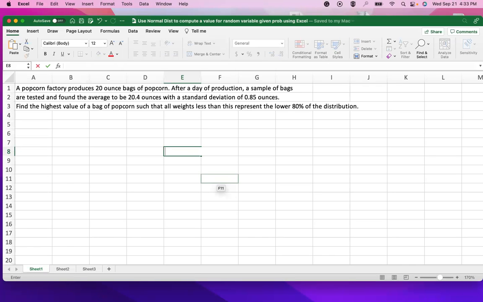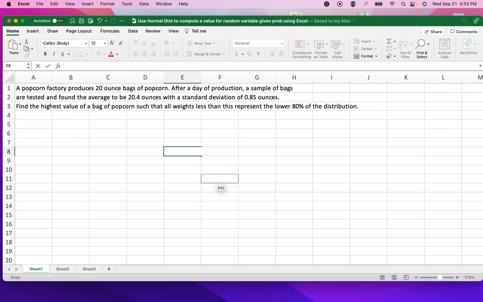All right, let's use the normal distribution to compute a value for a random variable given the probability. All right, so let's start here with example one. A popcorn factory produces 20-ounce bags of popcorn. After a day of production, a sample of bags are tested and found the average to be 20.4 ounces with a standard deviation of 0.85 ounces.